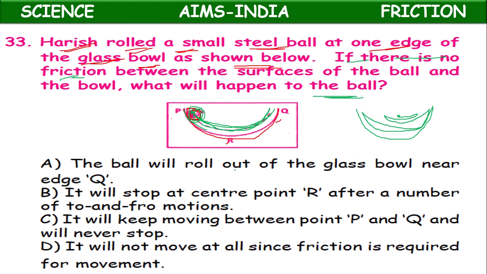The ball will roll out of the glass bowl. Wrong. It will stop at center R. Wrong. It will keep moving between points P and Q and will never stop. Correct. If there is no friction, it will never stop. So the answer is option C.